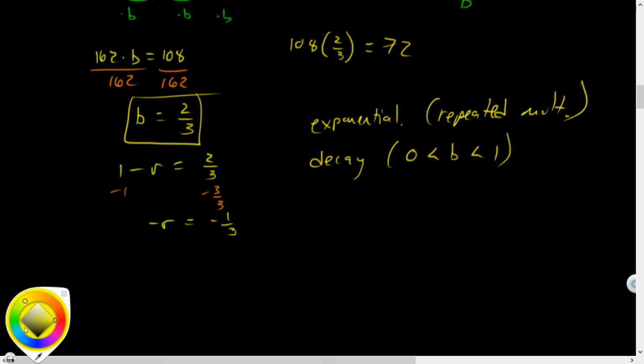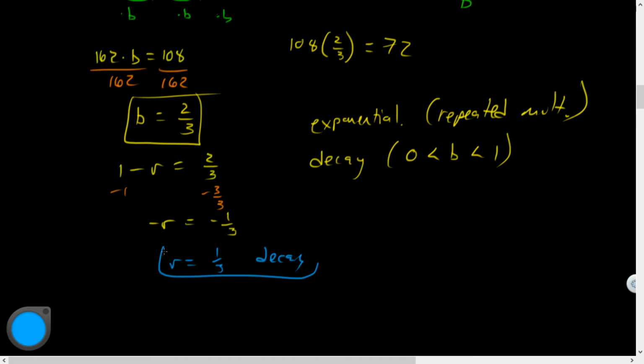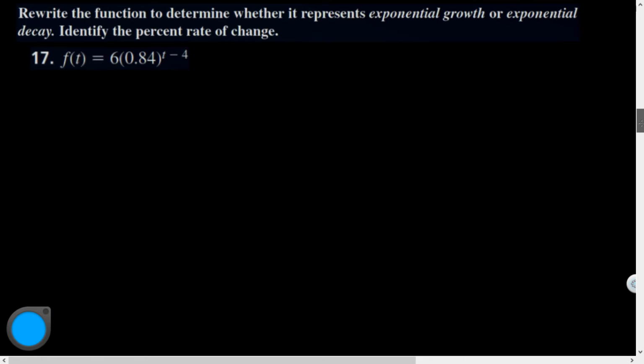R is equal to 1/3 in a decay situation. Okay, so it's reducing by 1/3 each time. Or I could say, in this sense, only 2/3 remains after each horizontal move. Okay, exponential growth or decay.